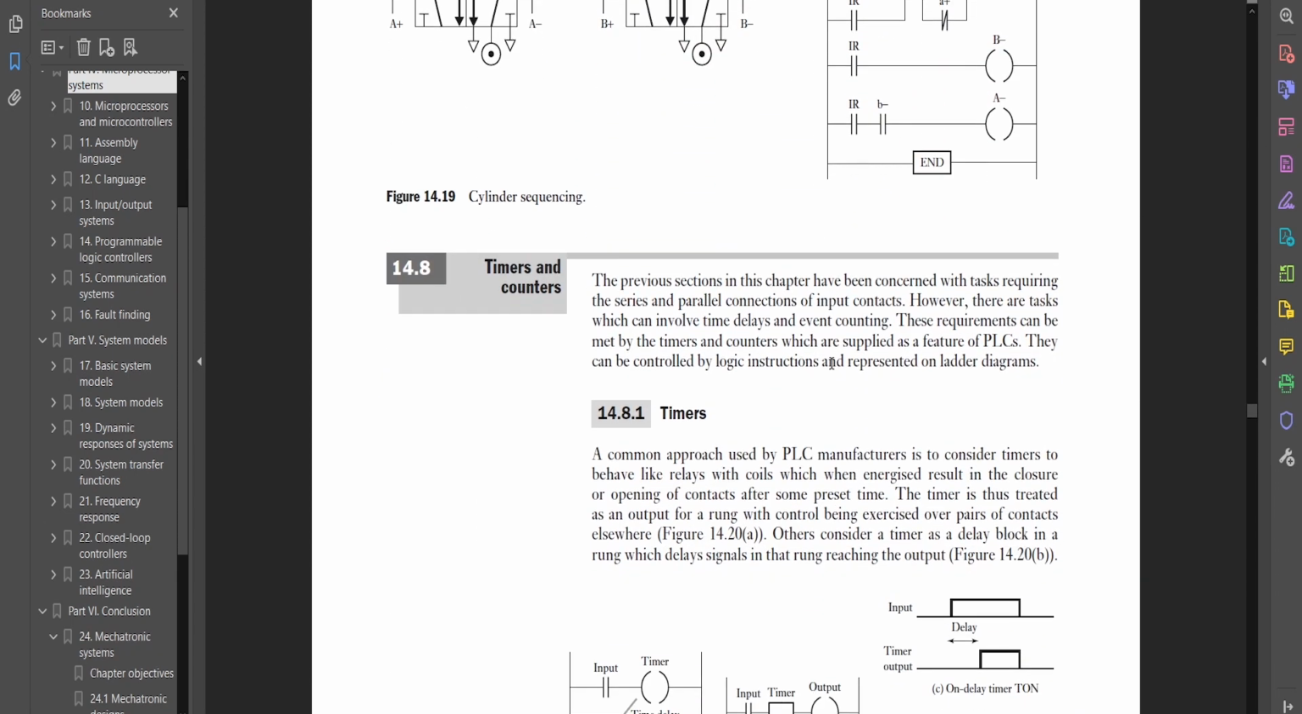Timers. The previous sections in the chapter have been concerned with tasks requiring series and parallel connections of input contacts. However, there are tasks which can involve time delays and event counting. These requirements can be met by the timers and counters which are supplied as a feature of PLCs. Okay, timers. A common approach used by PLC manufacturers is to consider timers to behave like relays with coils which, when energized, result in the closure or opening of contacts after some preset time. Okay, I'm going to skip this.